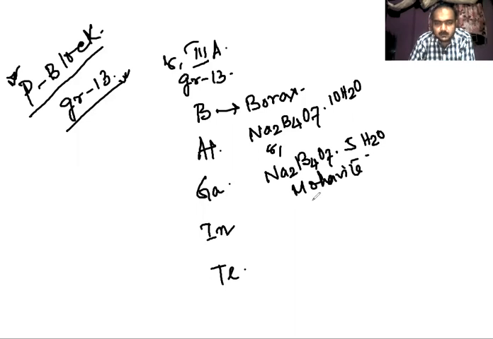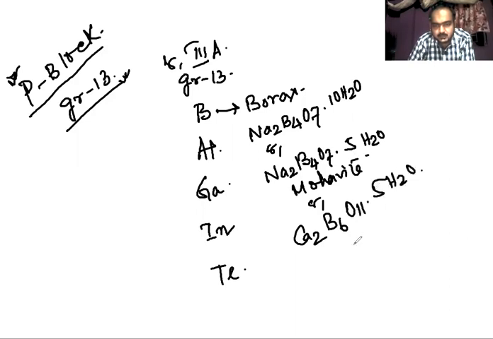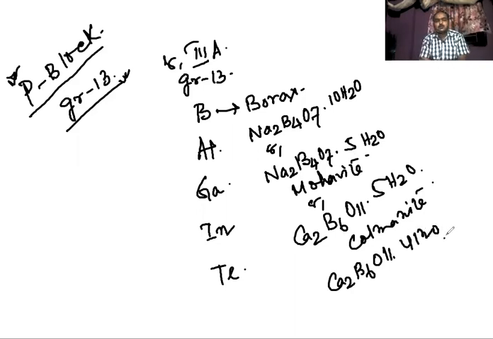Or it can also be found in Ca2B6O11.5H2O. It is known as colemanite, or you can also find it in Ca2B6O11.4H2O. So boron can be found in these kinds of minerals, which are really important in the production of boron. Boron can be found in borax, mohavite, colemanite, etc.